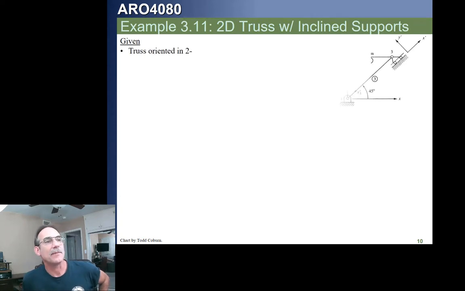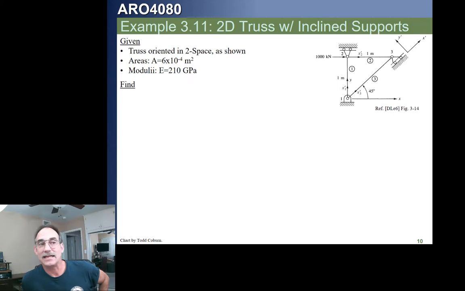So here's a little example with an inclined support. We see 1 and 2 are not inclined. Node 3 is inclined, so we're going to need to transform that. We can calculate the angle of the incline if that's not given. Looks like the angle is given. It's a 45-degree angle. Okay, so we're going to go ahead and solve this puppy.